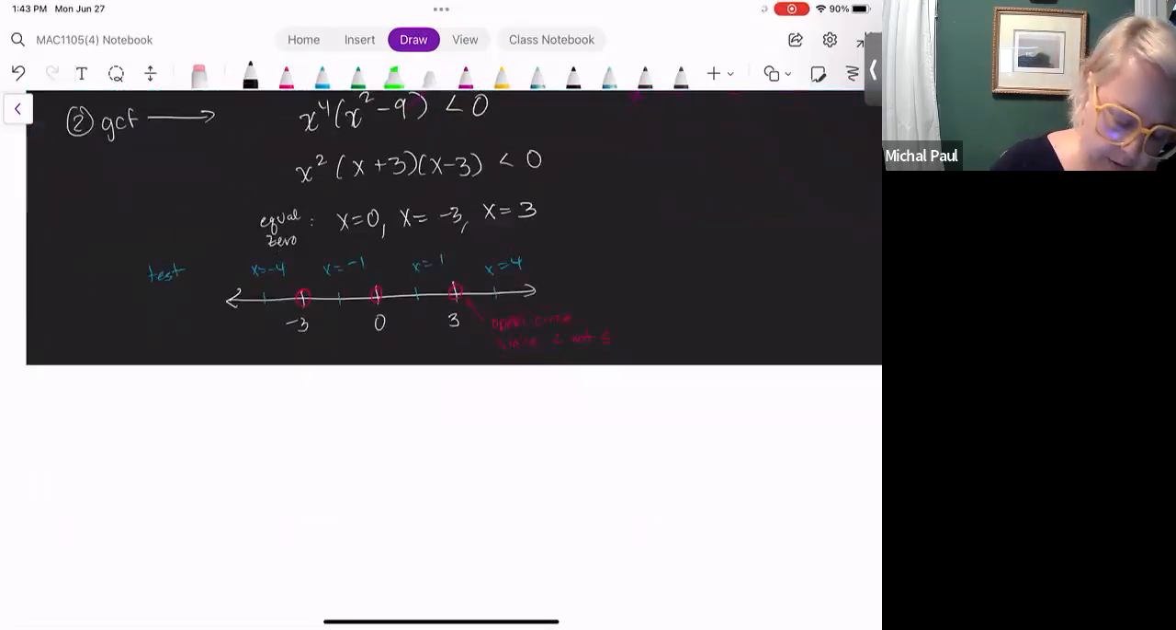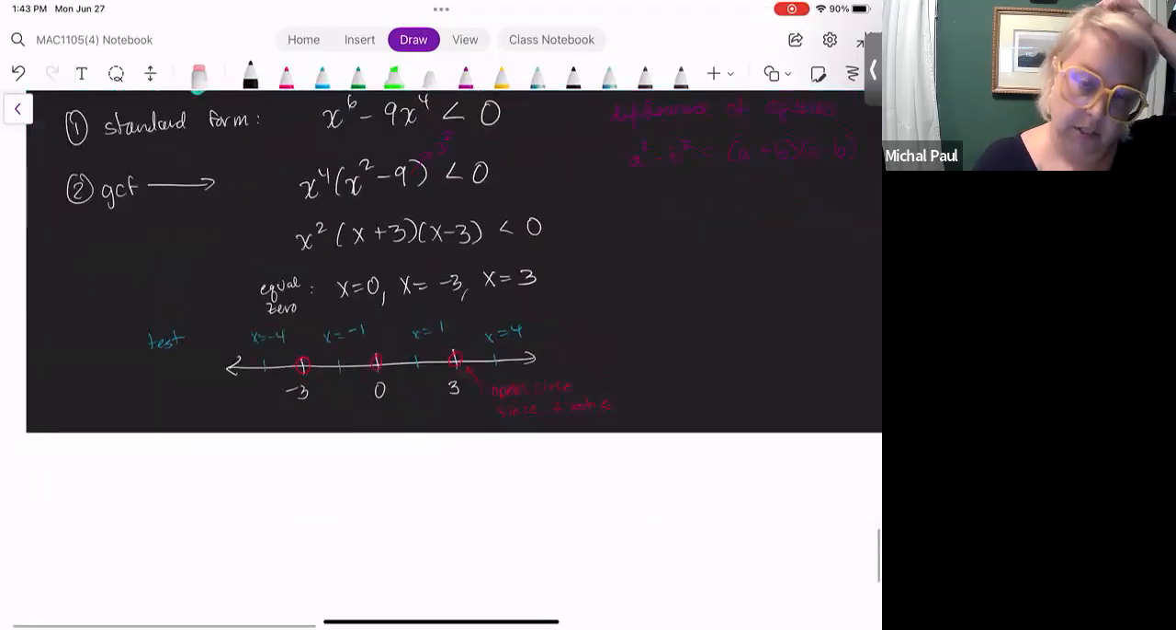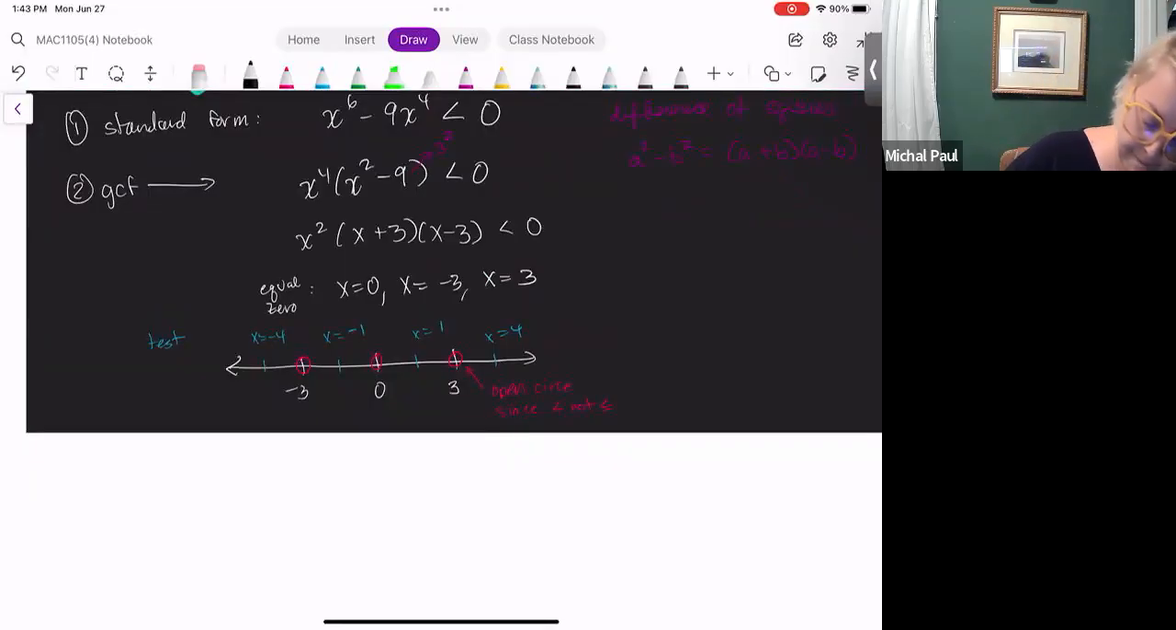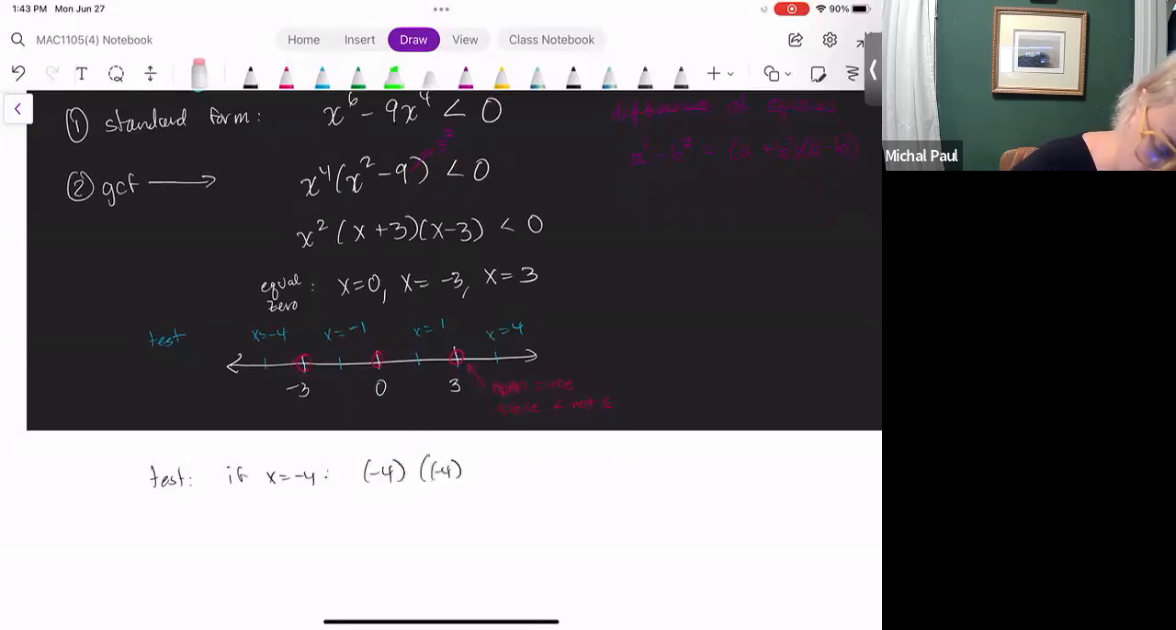I test each of those in my factored equation only because it's easier to figure it out that way than it is to plug it into the original. That's why I'm doing it there. I get -4 to the 4th times -4 plus 3 and -4 minus 3. I can do this.